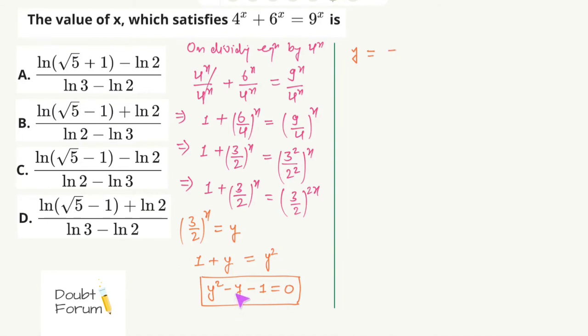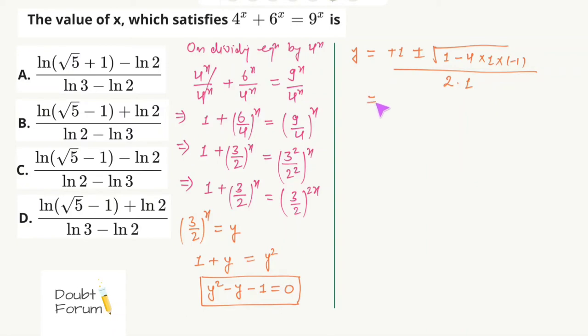The root of this equation will be y equals minus b, b is minus 1, so this will become plus 1, plus minus under root of b squared minus 4ac. b is minus 1, so minus 1 squared will become plus 1, minus 4 into a, here a is 1. a is the coefficient of the variable squared, here y squared, so the coefficient is 1, so 4a is 1, into c, the constant, which is minus 1, divided by 2 times a, 2 into a is 1.